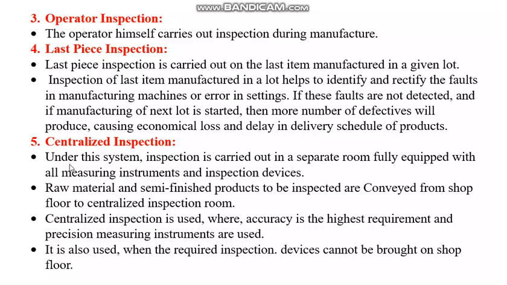Then centralized inspection. Centralized inspection is the inspection carried out in a separate room, as we are saying, the inspection cabin, inspection room, or quality control room, whatever name you call it. That separate room is fully equipped with all the measuring instruments and the inspection devices. If you do it, that is called centralized inspection. The raw materials and semi-finished products to be inspected are conveyed from the shop floor to the centralized inspection room.